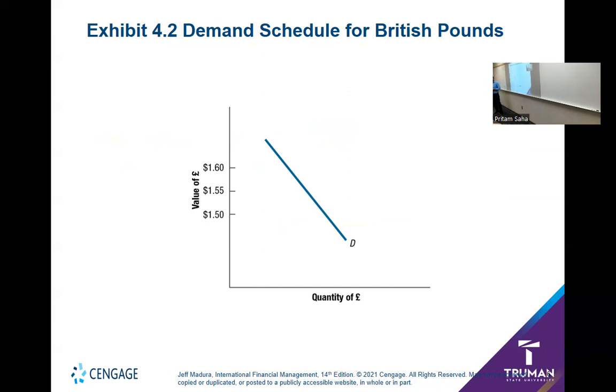So let's say this is a demand curve, okay? Demand curve for the British pound. Price is presented in dollars, right? So when 1 pound is equal to $1.6, this is the quantity demanded, right? When 1 pound is equal to $1.5, this is the quantity demanded.